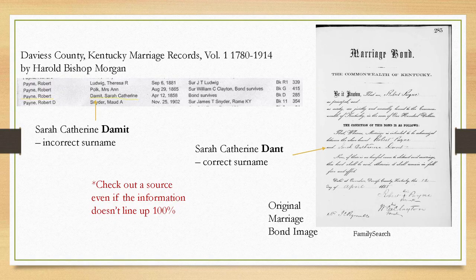This last one is from a county record book that we have in our library for Davis County marriages. And if you can get a hold of county record books, they're great because they're usually done by people living in the area with a history there. So they're going to be more familiar with the names and the peoples there. I was trying to find a marriage for Sarah Catherine Dant. I couldn't find it under her name. There was no Sarah Catherine Dant in there, but I did find this Robert Payne to Sarah Catherine Dammit.